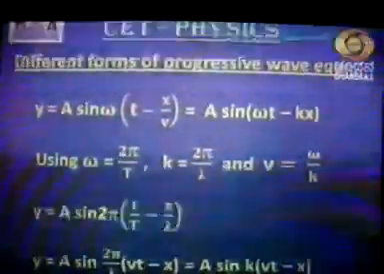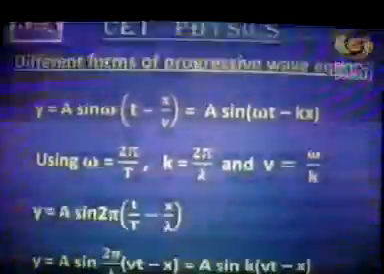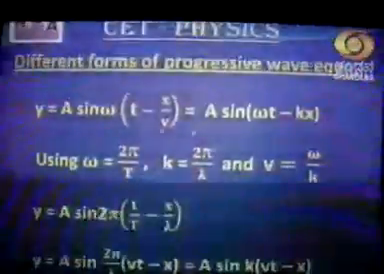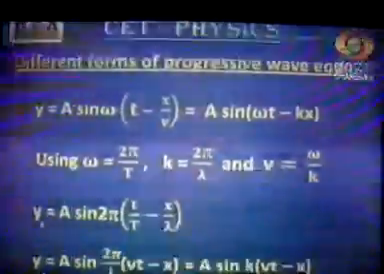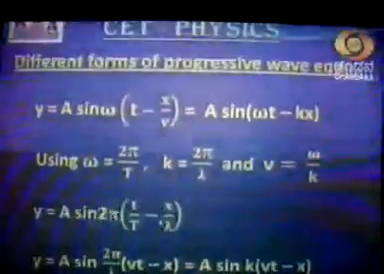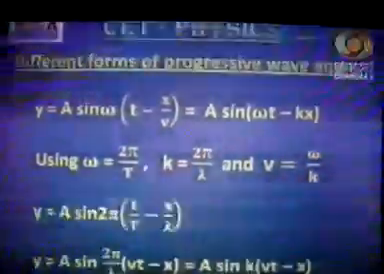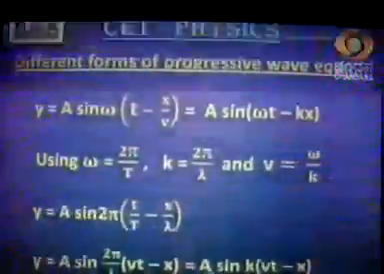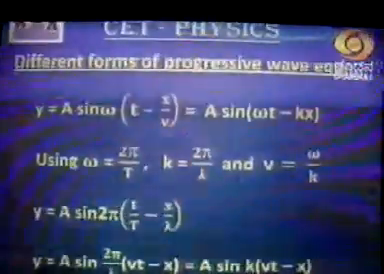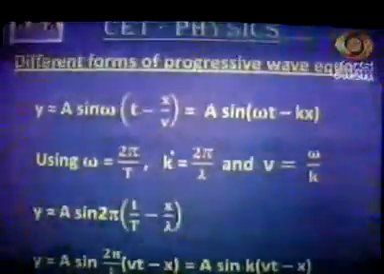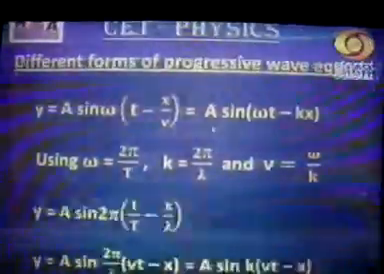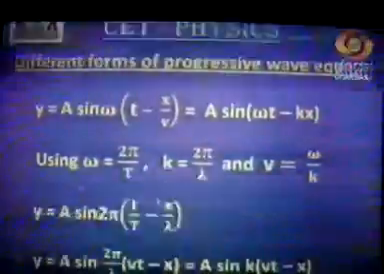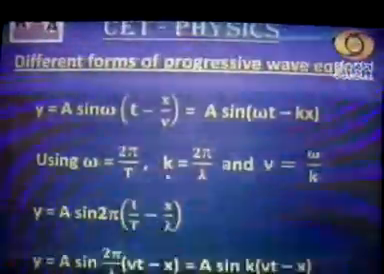Using omega equal to 2 pi by T, or k equal to 2 pi by lambda, and v equal to omega upon k, you can write the different forms of equations. That is, y equal to a sin 2 pi times (t by T minus x by lambda), or y equal to a sin (2 pi by lambda)(vt minus x), equal to a sin k(vt minus x), because 2 pi by lambda is k. And it is convenient to remember the equation a sin(omega t minus kx), and all the other forms can be obtained by substituting the omega, k and v values.